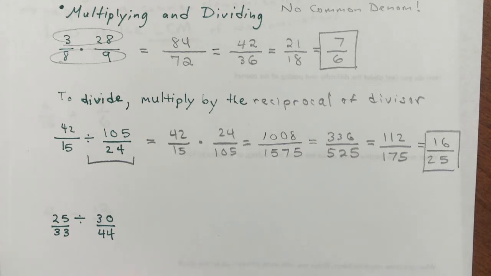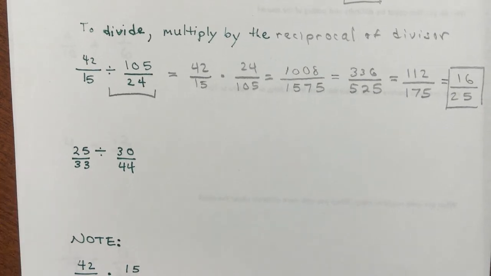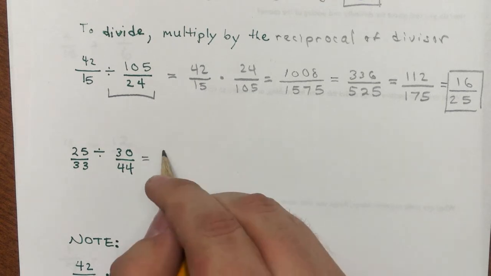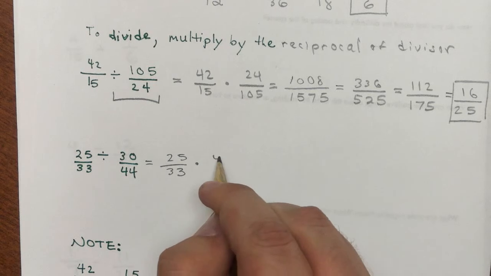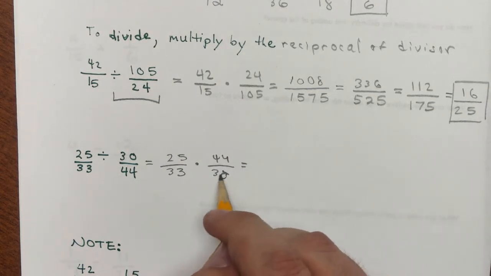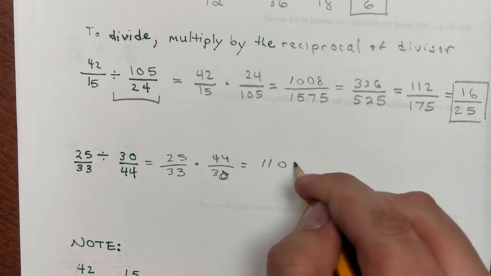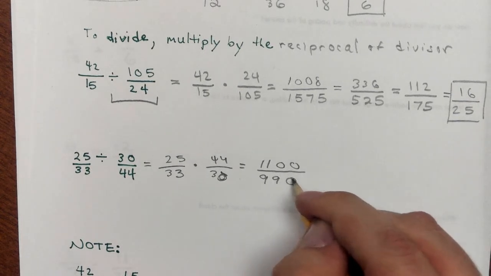Let's do one more of these. 25/33 divided by 30/44. All right. So again, I'm going to take the reciprocal of the divisor, and I will have 25/33 times 44 over 30. And I know I multiply straight across. And again, if you just go ahead and do this, 25 times 44 is 1100, and 33 times 30 is 990.